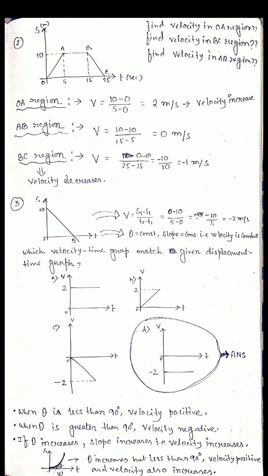And in the BC region, you have to be very careful about this one. In the BC region, C is the final displacement or final position and B is the initial position. So when you put the values of S2 and S1, that is 0 minus 10 divided by 25 minus 15, it gives us minus 1 meter per second. So in the OA region velocity increases, but in the BC region it decreases because at point C the object returns back to its initial position. So we can say that in the BC region the velocity decreases, okay, that's why its value is coming negative.